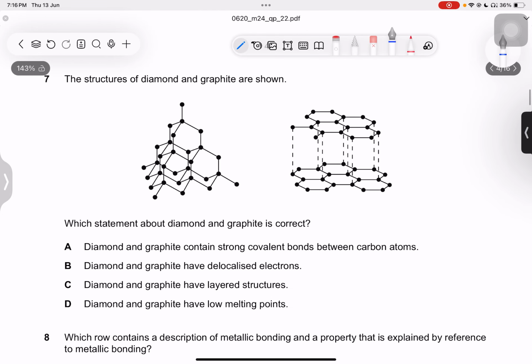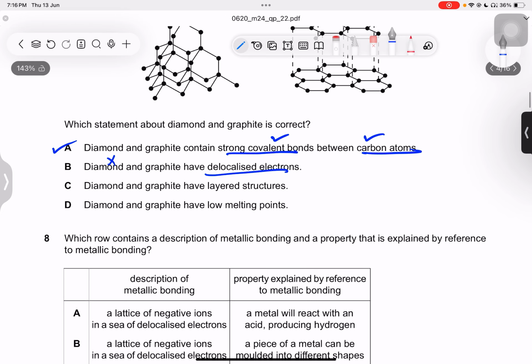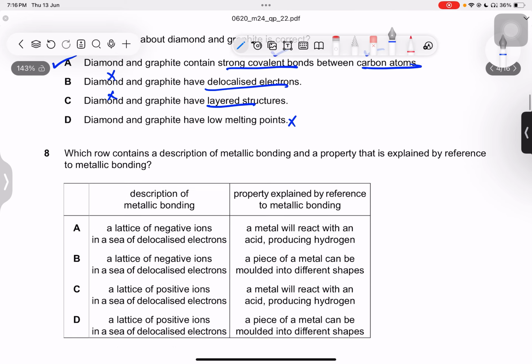7. The structures of diamond and graphite are shown. Which statement about diamond and graphite is correct? Diamond and graphite contain strong covalent bonds between carbon atoms. Yes. Diamond does not have delocalized electrons, diamond does not have a layered structure, and both of them don't have a low melting point.